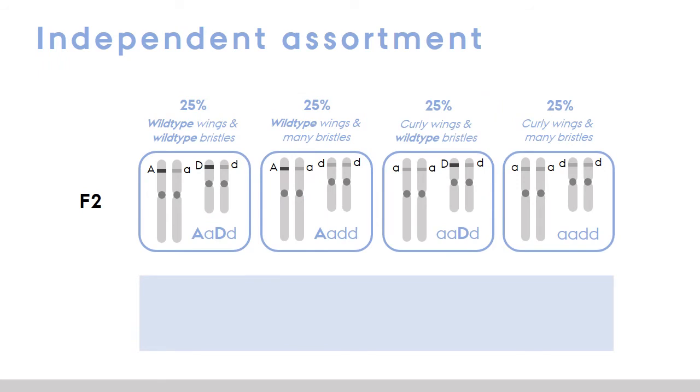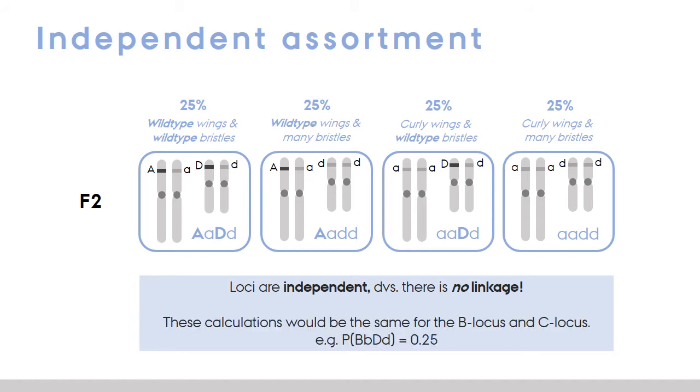These gametes together in our offspring in the F2, we'll see this 1 to 1 to 1 to 1 ratio of phenotypes. And that is because the loci are independent, and that means there is no linkage. That's why we see this. For example, now we took locus A and locus D. If we would have gone for locus B and locus D, or locus C and locus D, we would have seen exactly the same distribution.